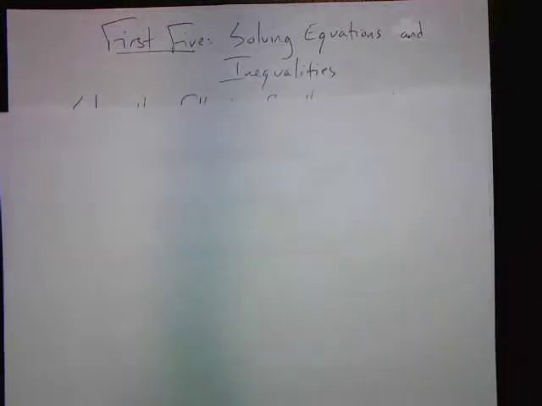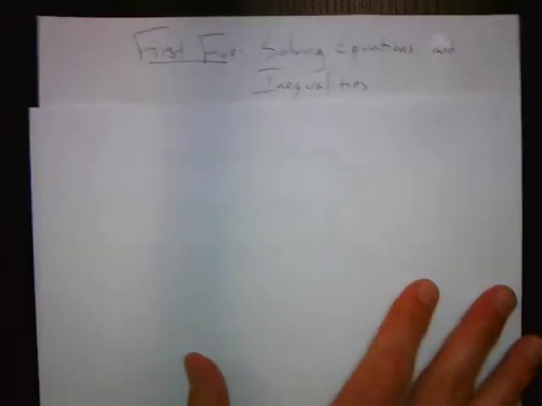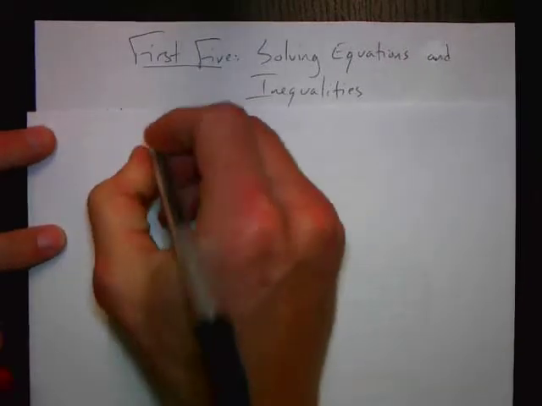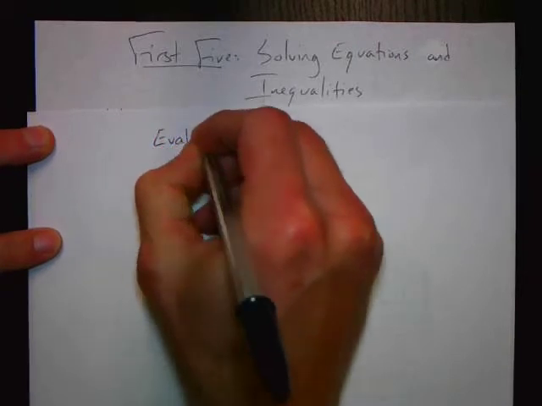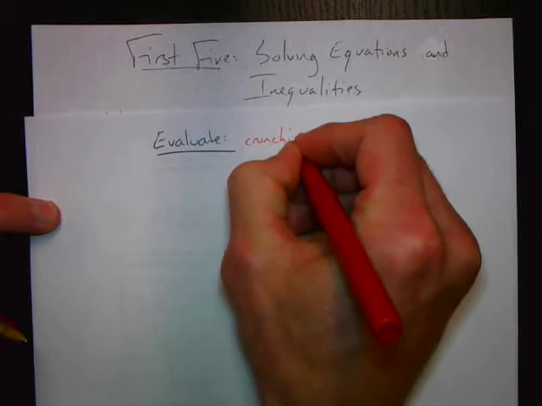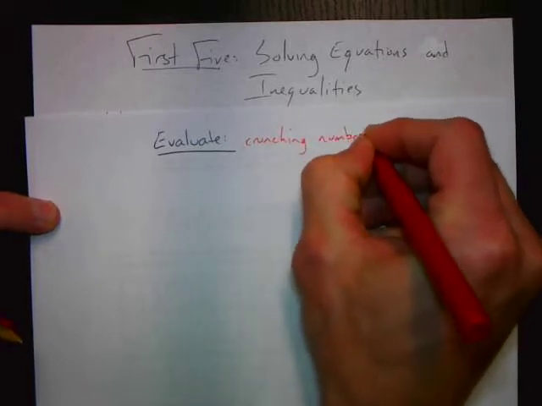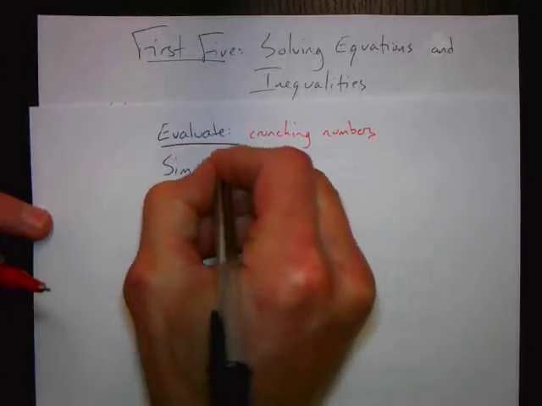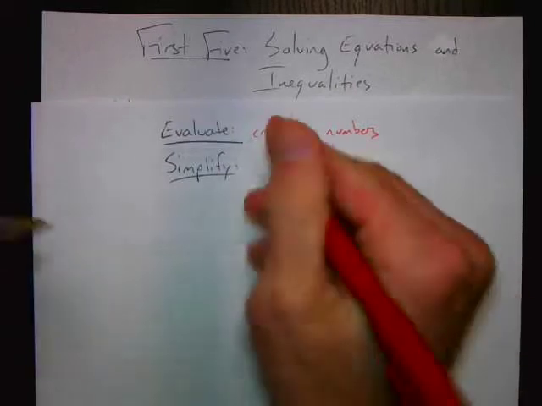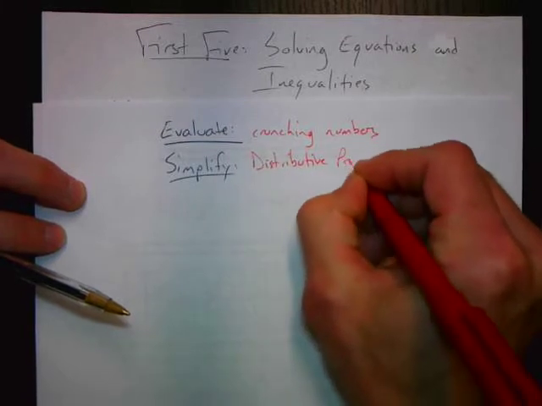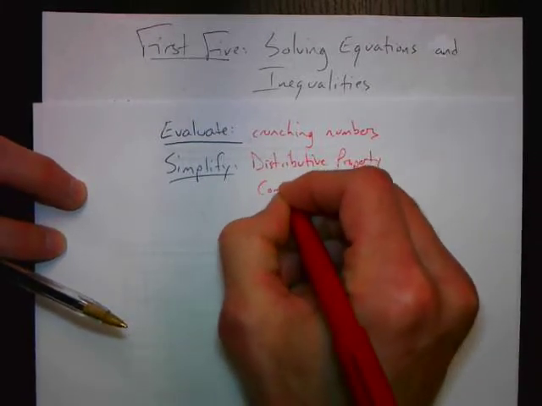So just to review the instructions we've received so far. With prerequisite knowledge, I've given two sets of instructions. I've given an instruction called evaluate, and when I tell you to evaluate something, you are simply crunching numbers. The second thing I've told you to do is to simplify. When I give you the instructions to simplify, that means we're using two things: the distributive property, and we are combining like terms.